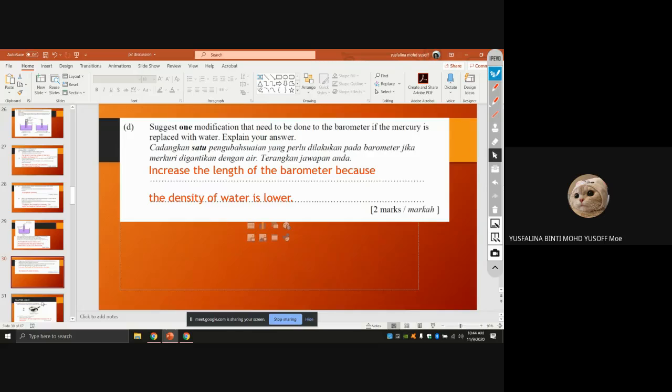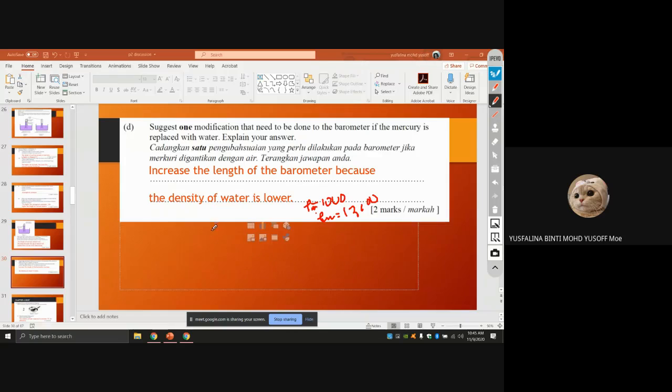Right, next one. What modification needs to be done to the barometer if the mercury is replaced with water? Explain your answer. This one depends on the density, as both have different densities. For water, the density is 1000, but for mercury, the density is 13,600. So the density of mercury is higher, right?